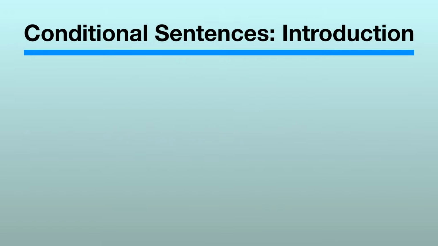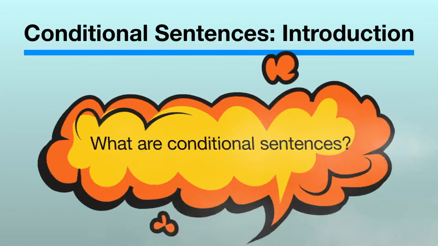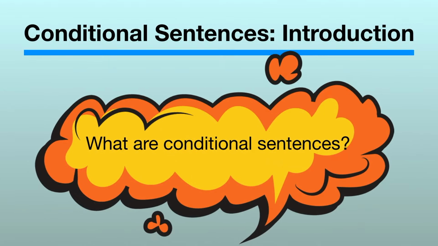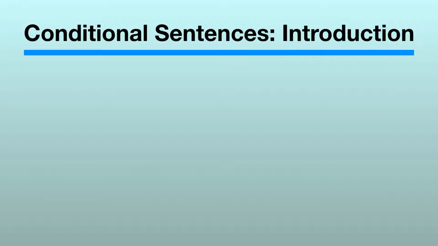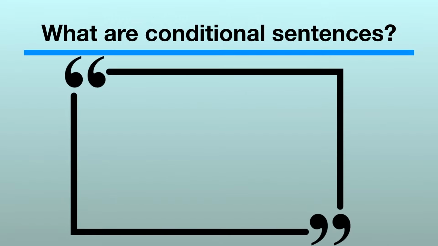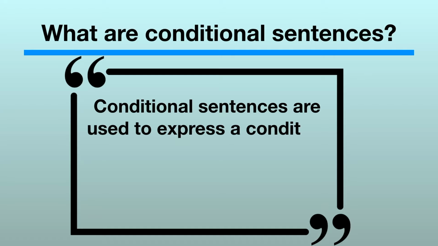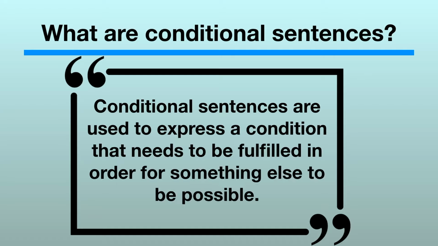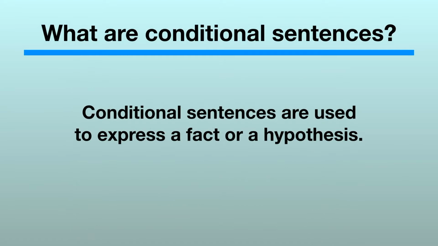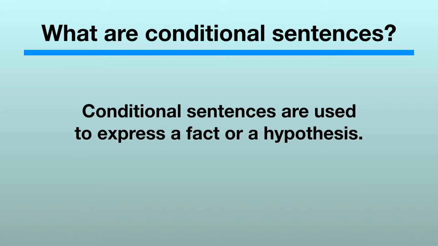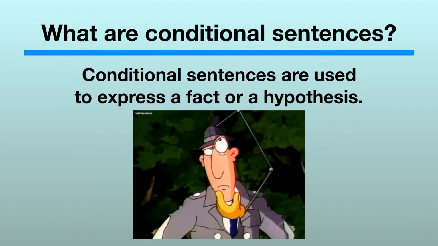So what are conditional sentences and when do we use them? According to University of Minnesota professor Dr. Janneke Huesterhoff, conditional sentences are used to express a condition that needs to be fulfilled in order for something else to be possible. Simply put, conditional sentences are used to express a fact or a hypothesis.